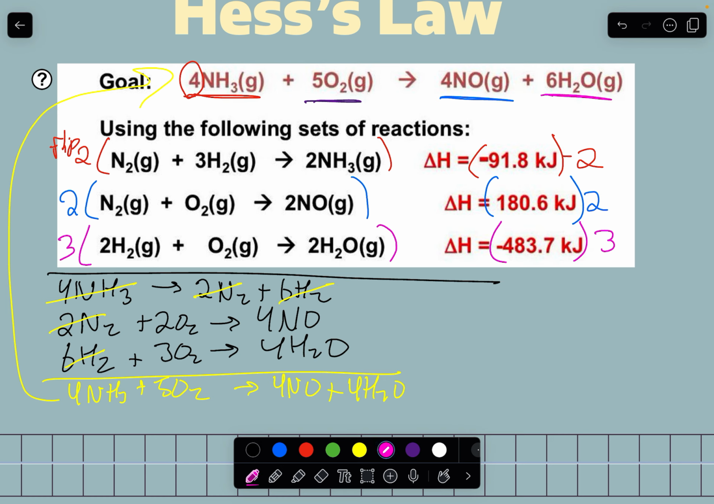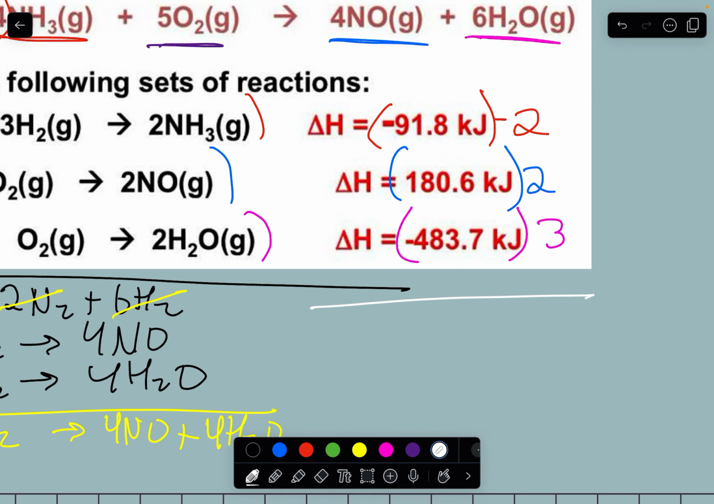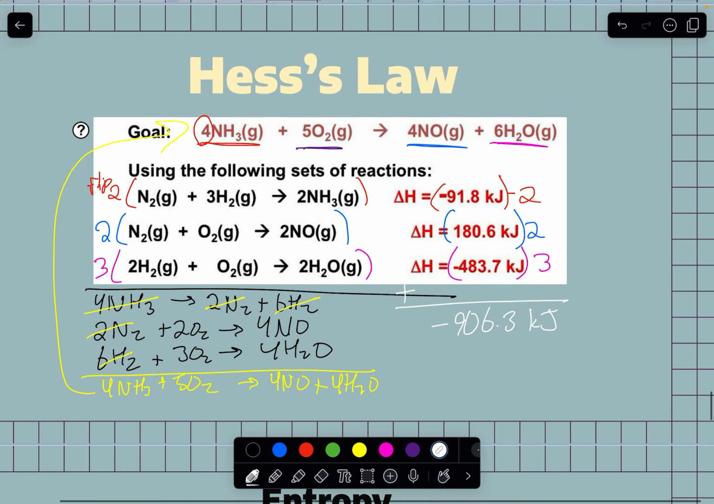Okay, so figure out your numbers, then do the stoichiometry, make sure that matches there. And now since that matches, we can do our math here on the right. So if we multiply the first delta H by -2, multiply the second one by 2, multiply the third one by 3, and then add those numbers together, we get a delta H value of -906.3 kilojoules. Okay, so that's what Hess's law is. You're just piecing together the different parts to make a final reaction.